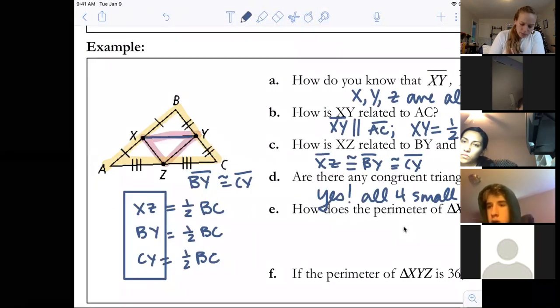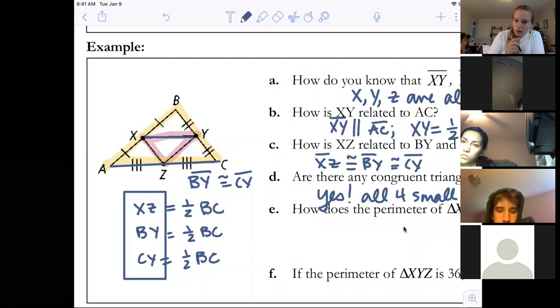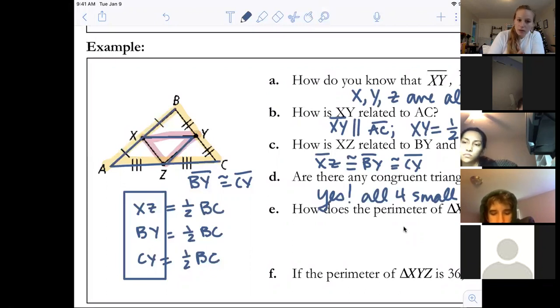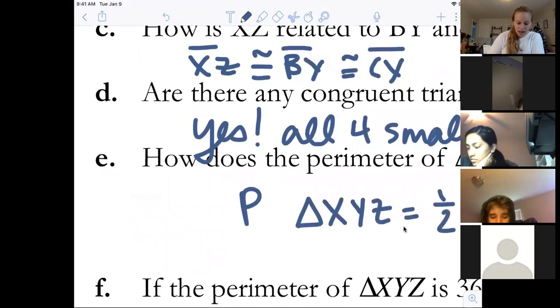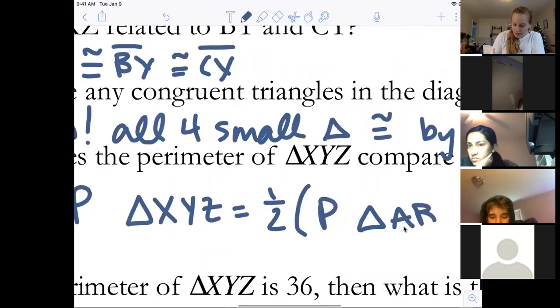If I know that XY is one half of AC, okay, that's cool. I also know all of the other segments are that same thing too, right? YZ is half of AB. XZ is half of BC. So if I'm thinking about the entire perimeters, how is the perimeter of XYZ, the pink triangle, related to the triangle of ABC, the yellow one? Would you do XYZ equals half of ABC? Awesome, Maddie. Perimeter, and I'm just gonna use a P just so we know what we're talking about. I'm gonna say perimeter of XYZ is equal to one half of the perimeter of triangle ABC.